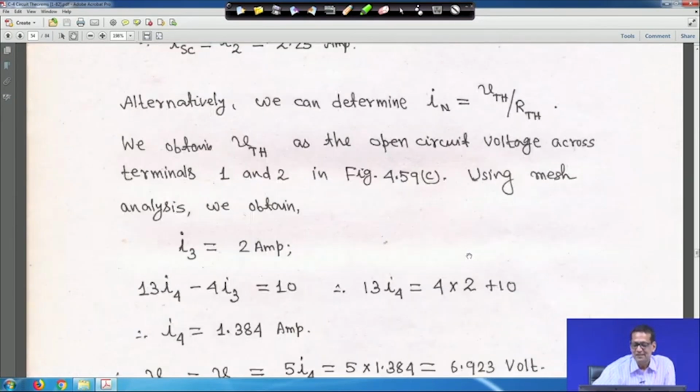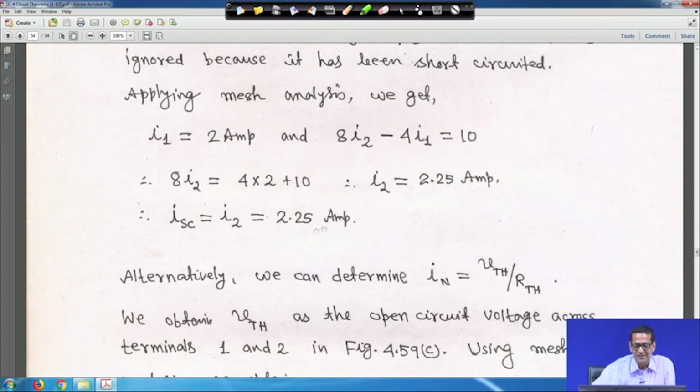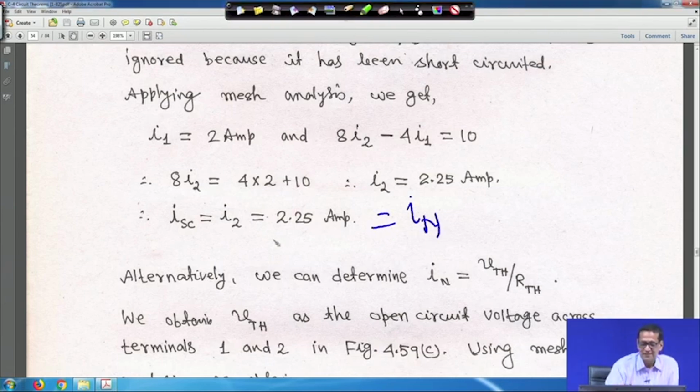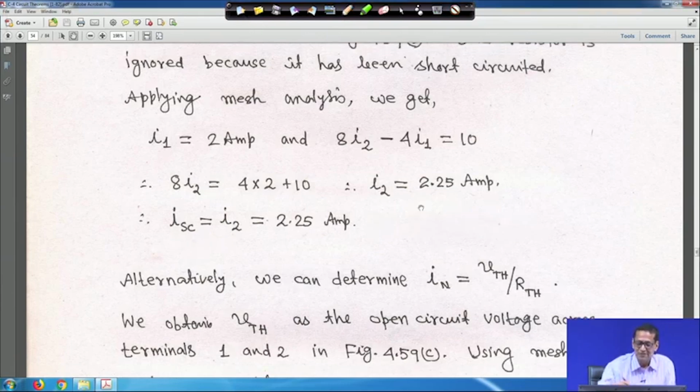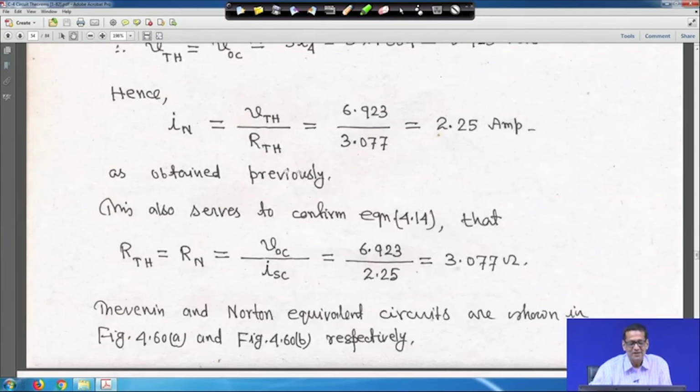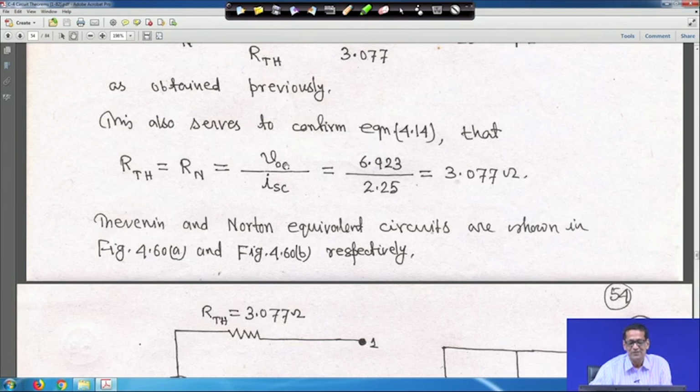Similarly, here also we got I short circuit current, that is equal to I Norton, right, because this is the short circuit current, I N is equal to I short circuit, that is your Norton current, 2.25 ampere. So, here also we got, using the same thing, that Thevenin I Norton is basically the short circuit current. So, basically it is V Thevenin by R Thevenin, 2.25. And R Thevenin equals R Norton, same, it is VOC by ISC, that means V Thevenin by short circuit current, here also 3.007. Just to verify this, the Thevenin and Norton are shown in this figure.